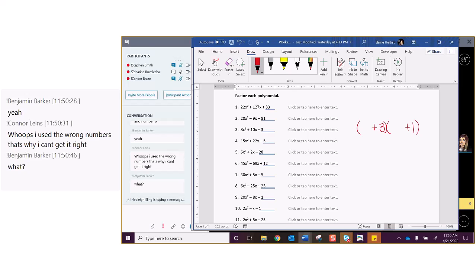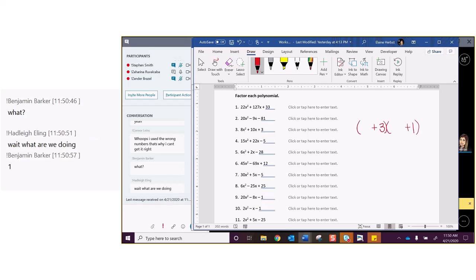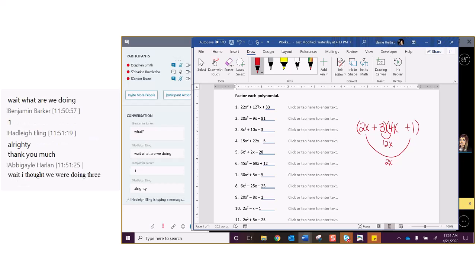So now I have options. I can do 8 and 1 or I can do 2 and 4. I personally would probably start with 2 and 4 because, as I shared earlier, that's more likely than the 8 and the 1. And as I'm looking, 8 and 1 doesn't work. It is 2 and 4. So try 2x here, try 4x here. 3 times 4x is 12x. 2x times 1 is 2x. 12x plus 2x is 14x. That doesn't work. I need a 10x in the middle.